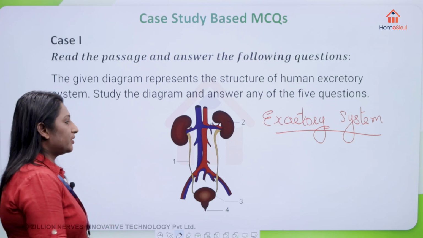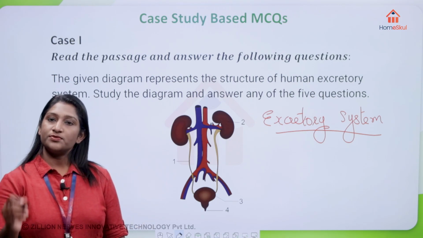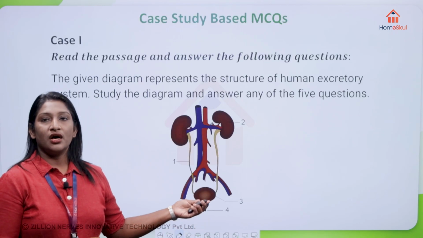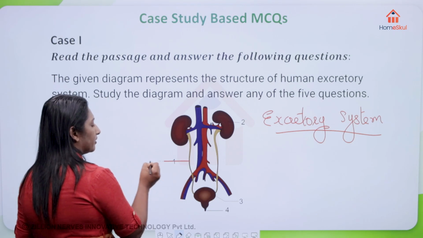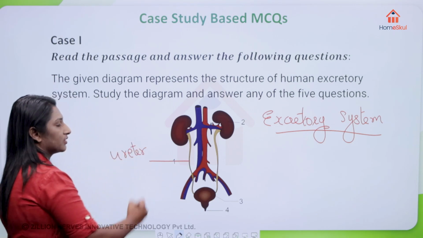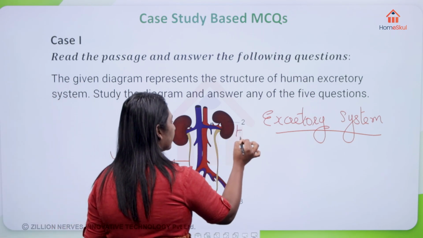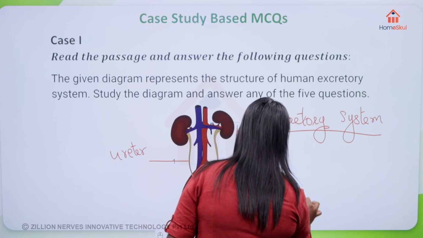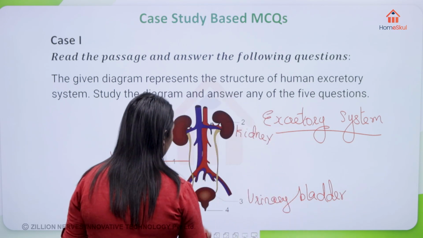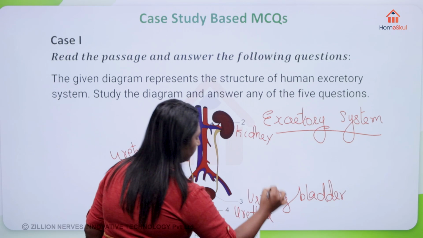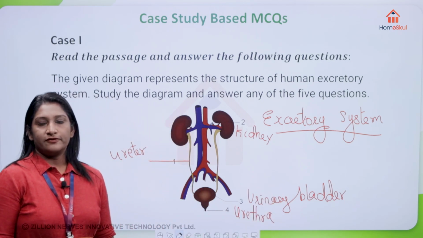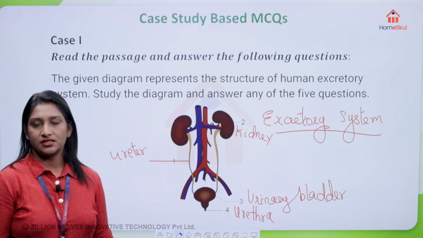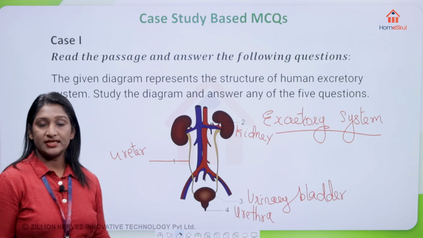Before that, here are some labelings we can see. If you want, you can mark them on paper with a pen, because I'm just turning the slide so that you may not be able to see these options. So one is labeled what? Ureter. One, ureter, two, kidney, the third, urinary bladder, and the fourth, urethra. So do one thing, just mark all these four. First one ureter, second kidney, third urinary bladder, and the fourth urethra. I hope you have done this. Okay, so I'm moving to the questions, and this is your passage and this is the diagram for you.